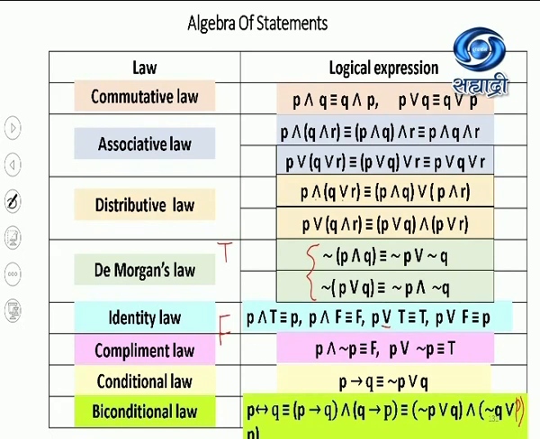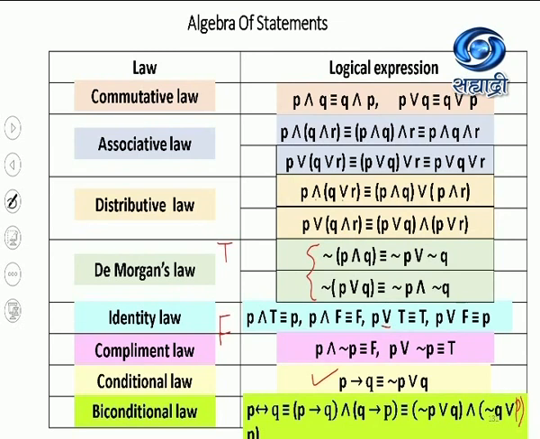Complement law: P and negation P is F. P or negation P is T. Conditional law, we have seen the examples also on this. By the conditional law, equivalence: P implies Q and Q implies P. Okay, you need not prove this result. You have to just use them in the examples.